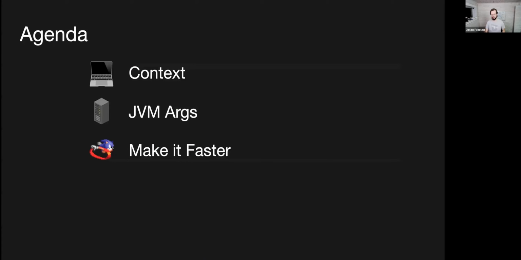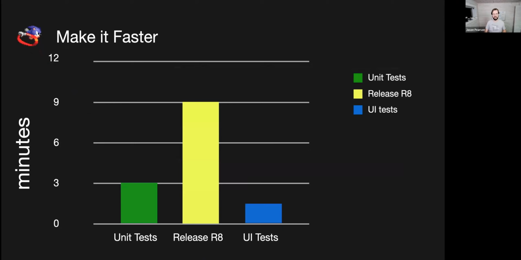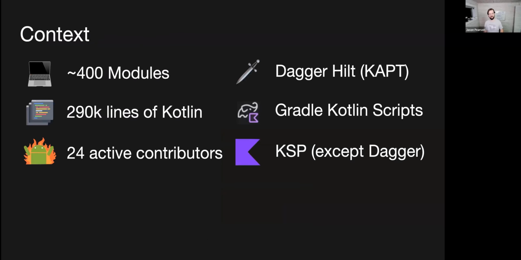This is generally going to be the agenda, just a little bit of build context about the project that I'm referring to. Then we're going to get into the JVM Args, explaining them, and then using them to make the build as fast as possible. How much faster? This is the goal. 3-minute unit tests, 9 minutes to release, 1 minute for UI.